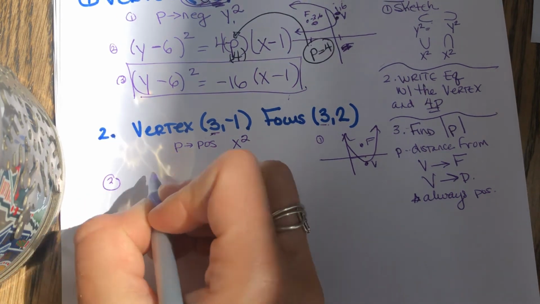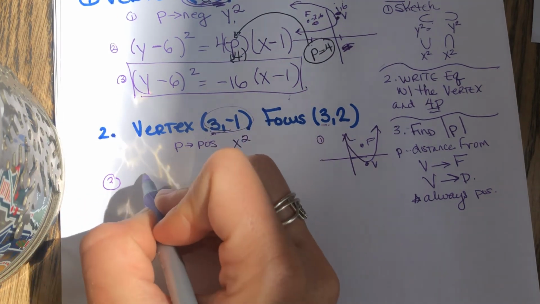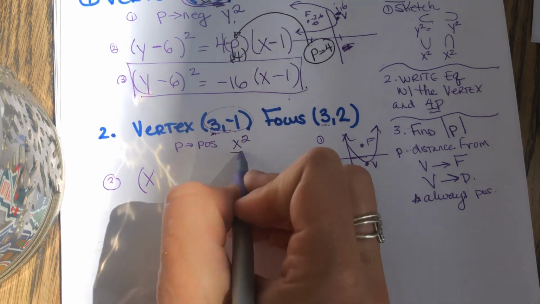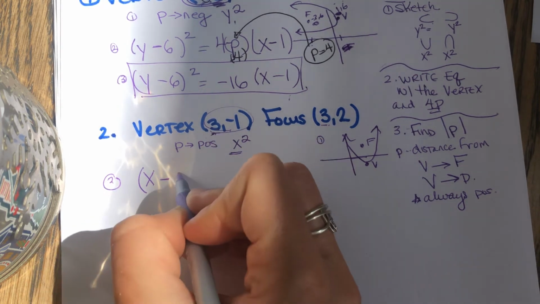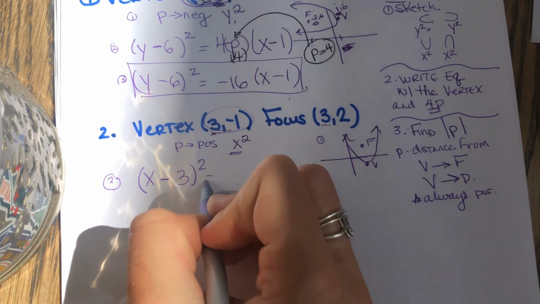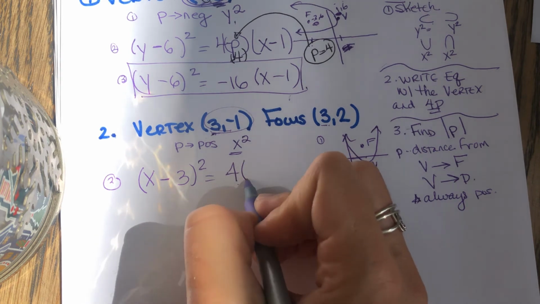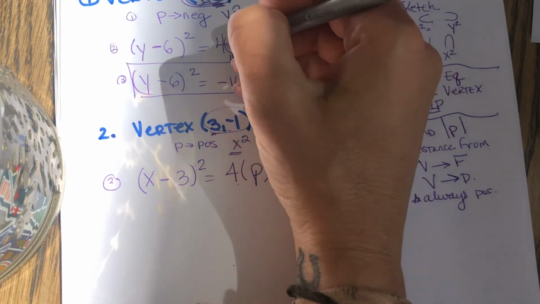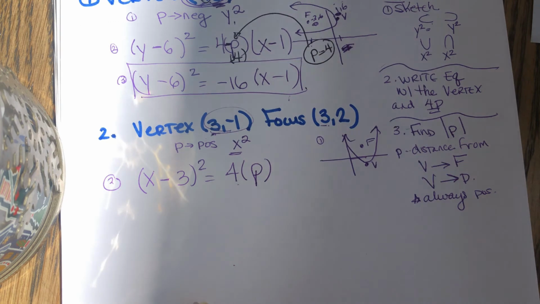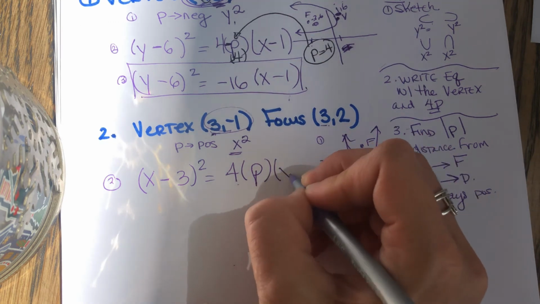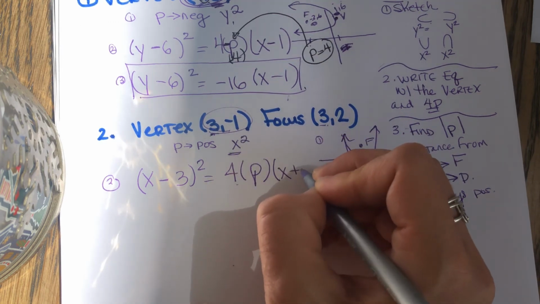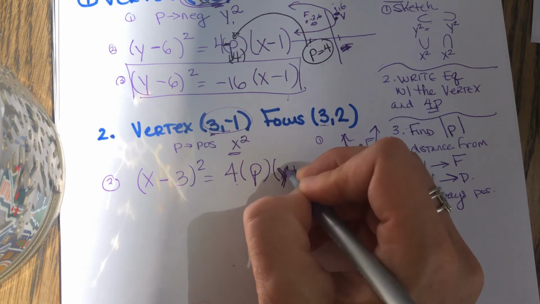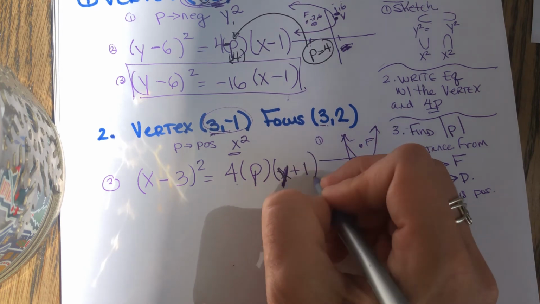All right, second step, let's start writing the equation. It's an x, because we know it's x squared: (x minus the x-coordinate) squared equals 4, a positive p. Remember, in the last case, that one was a negative. And then we have (y plus 1).